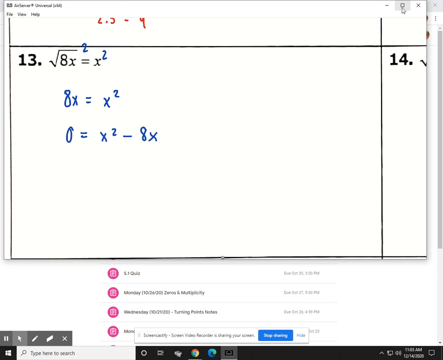Now, does that ring a bell now? Like, what do I got to do to actually solve it when I get it to that point? We set it equal to 0. Are there any like terms?